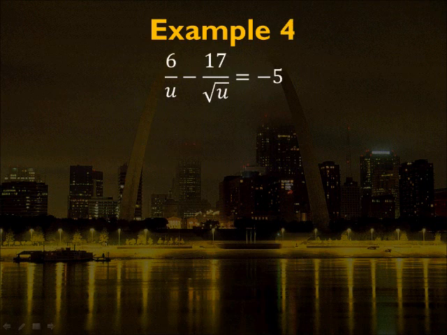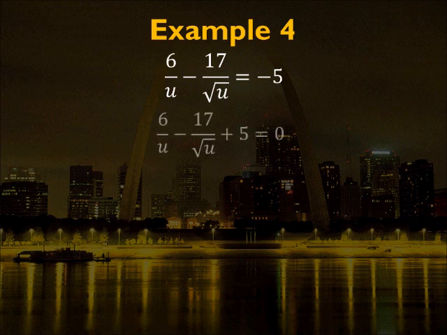Example 4, 6 over u minus 17 over radical u equals negative 5. The way I like to do these is to first rearrange them in order of the highest exponent to the lesser exponent, and then set everything equal to 0. So I'm going to add 5 to both sides and do this.